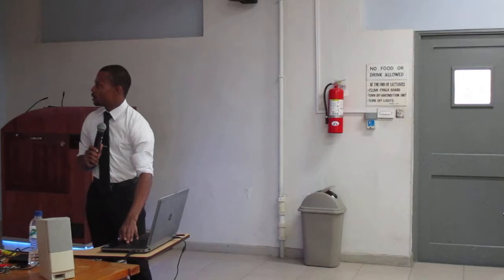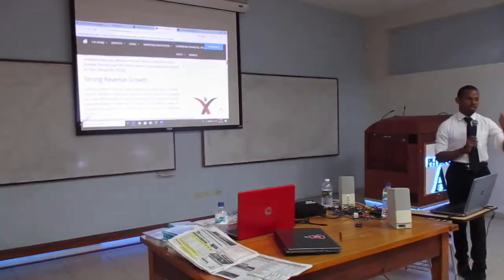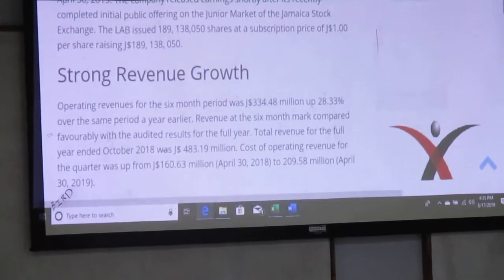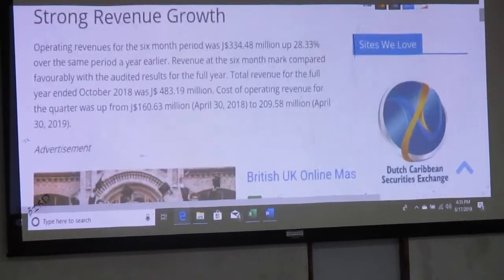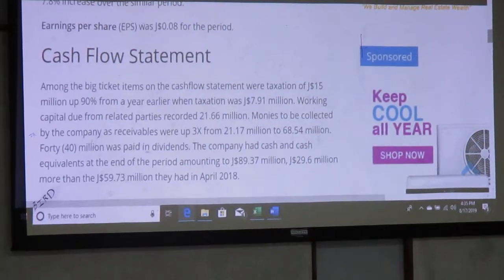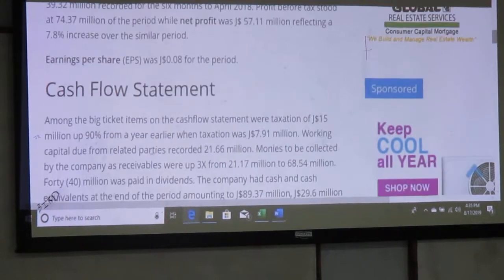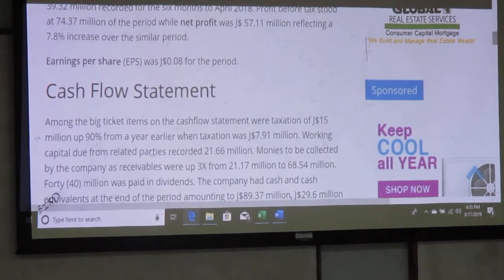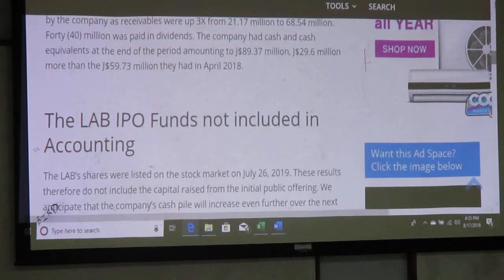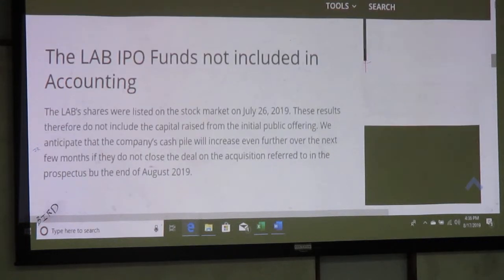Alright. And I was mentioning earlier that you will take most of those key terms and each of them will form the basis of the report. So we first delve into the revenue growth. Then you look at the cash flow to see what the cash on the company is. You see earnings per share right above that, which is only 8 cents. Then you take into consideration that, in this case, the Lab's IPO funds are not included in its accounting.